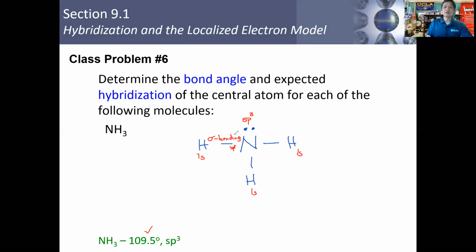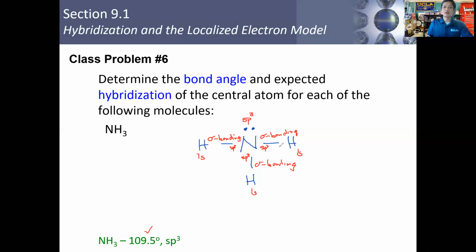Some people have always asked me in the past, does that mean that all single bonds will always have a sigma bonding interaction? And the answer there is yes. Whenever you have a single bond, it will be a sigma bonding interaction. So this will be sigma bonding, and this will be sigma bonding as well. We have 3 single bonds, all sigma bonding interactions, with the overlap between an sp3 hybrid orbital from nitrogen with a 1s orbital from hydrogen. That's how this bond forms.